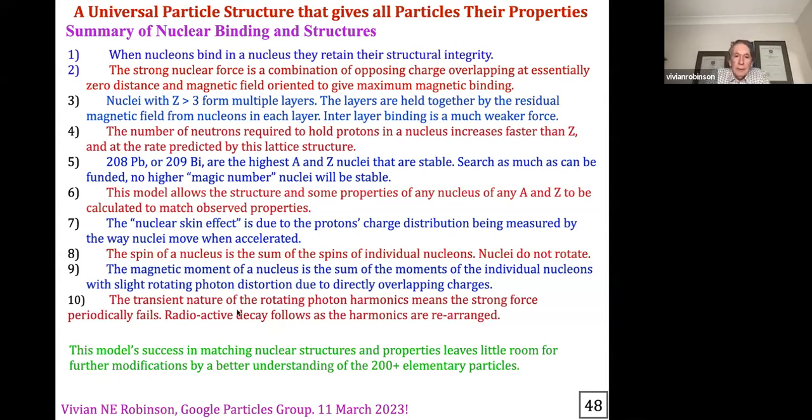The transient nature of the rotating photon harmonics, in that they pop into and out of existence, means that the strong force periodically fails. That depends upon the structure, and then radioactive decay follows as just the harmonics are rearranged. I respectfully suggest that this model's success in matching nuclear structures and properties leaves little room for further modification by a better understanding of the 200 plus elementary particles that have been detected, muons and pions excluded.